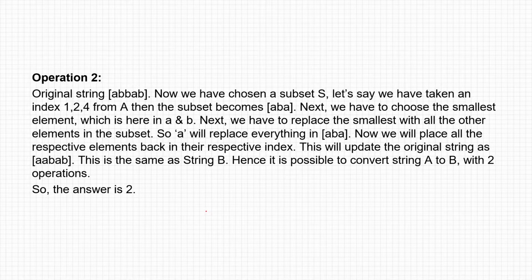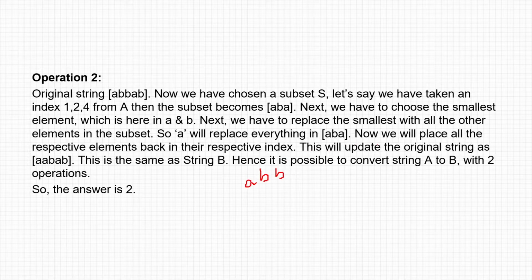So operation 2. Now we have chosen a subset S. We have taken it from index 1, 2 and 4. Then the subset becomes ABA. We have to choose the smallest element among these ABA, which is A here. We have to replace all the other elements in the subset with the smallest. So A will be replacing everything here.